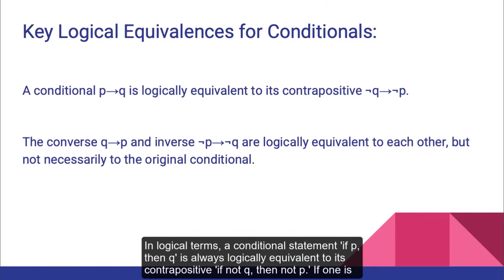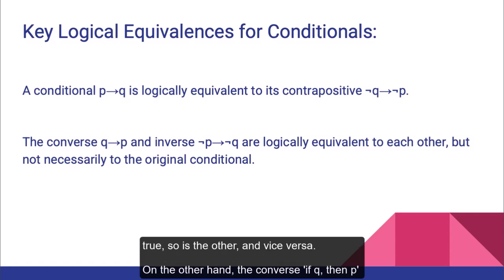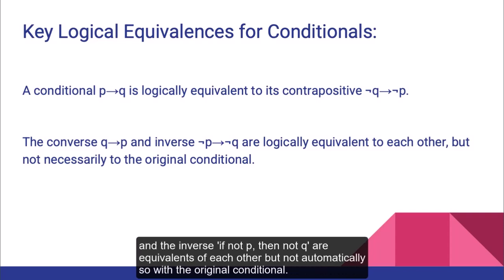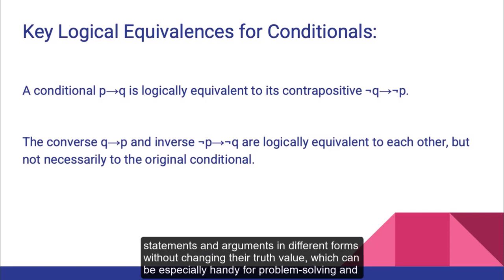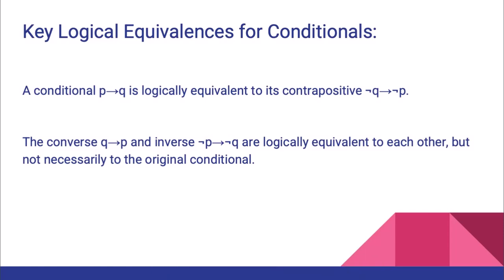In logical terms, a conditional statement, if P, then Q, is always logically equivalent to its contrapositive, if not Q, then not P. If one is true, so is the other, and vice versa. On the other hand, the converse, if Q, then P, and the inverse, if not P, then not Q, are equivalents of each other, but not automatically so with the original conditional. Understanding these logical equivalencies is crucial because it allows you to reframe statements and arguments in different forms without changing their truth value, which can be especially handy for problem solving and debate.